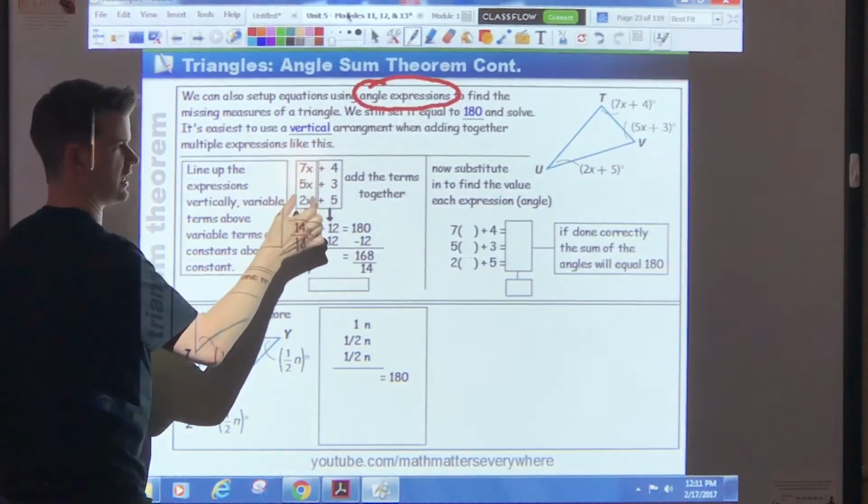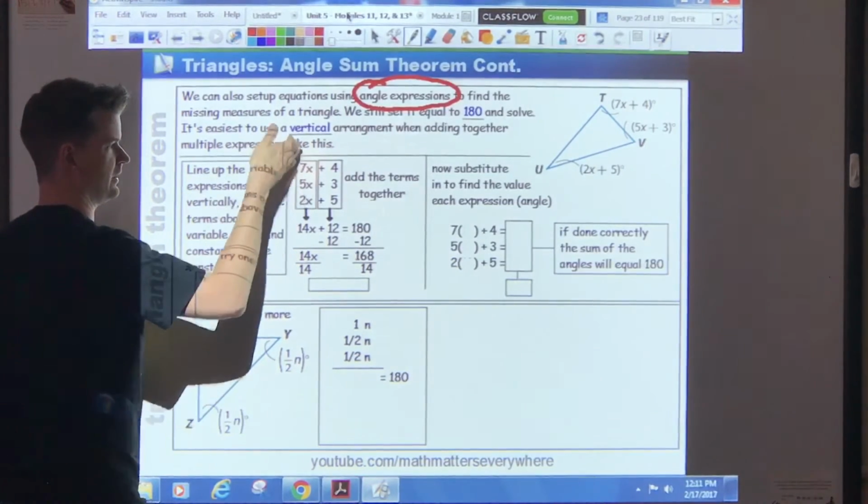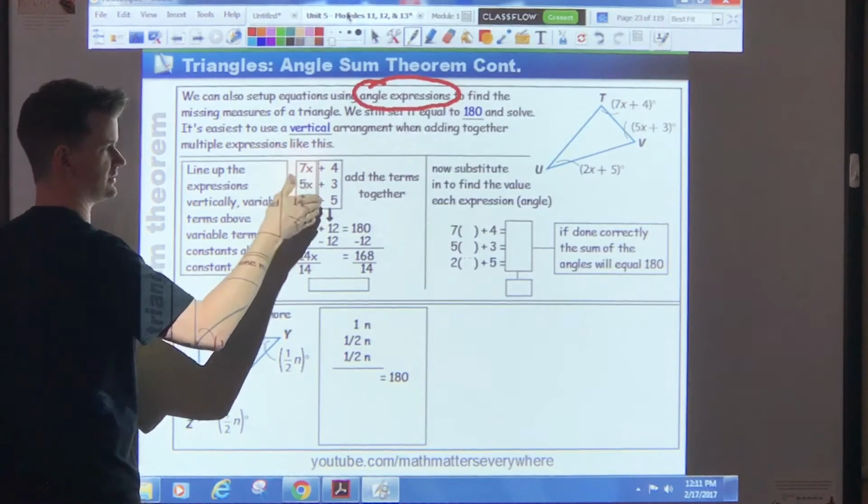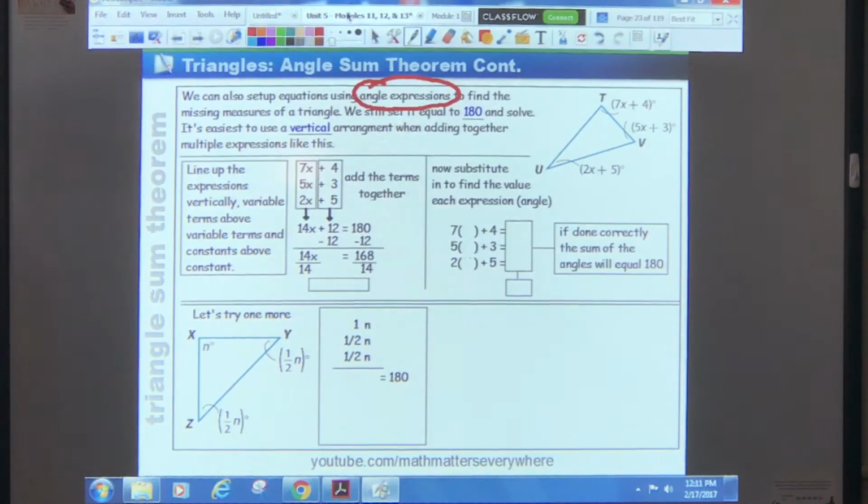Stack the expressions on top of each other. Just make sure you don't mess this up. Variable terms go over variable terms, constants go over constants. I also teach you this because when you get to Algebra 1 next year, you're going to see this word again, vertical arrangement. It's going to help you a lot with something known as polynomials. Don't worry about it now, but it will help you a lot later on.